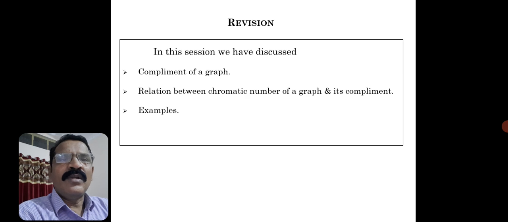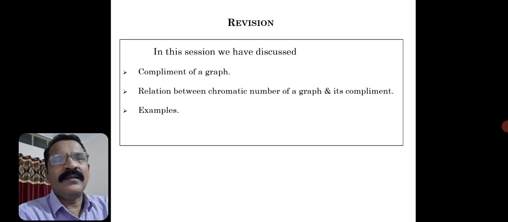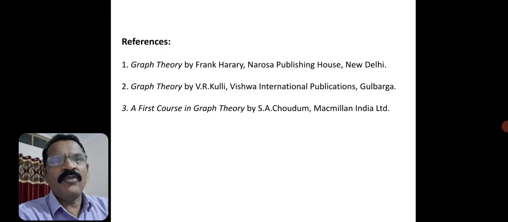So what we have discussed in this session: again we have recapitulated the complement of a graph. We have given a relation between the chromatic number of a graph and its complement in terms of inequality. And we took examples to consider, based on the condition, what the graphs are. The sum of the chromatic number of a graph and its complement and the product, such examples we have also considered in this session. I hope you have followed everything.